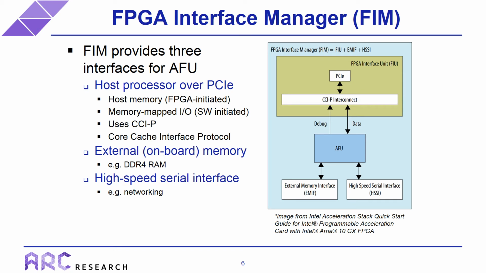Both of these communication mechanisms use what's called CCI-P, or the Core Cache Interface Protocol. And I'm going to be doing a follow-up video that explains how to use that protocol. One of the other interfaces that are provided is this external memory interface, or the EMIF. This is an interface that provides the AFU with access to this external onboard DDR4 RAM. And then finally, there's this HSSI, or high-speed serial interface, that can potentially be used for anything, but on the PAC, it provides a high-speed networking interface to the FPGA.